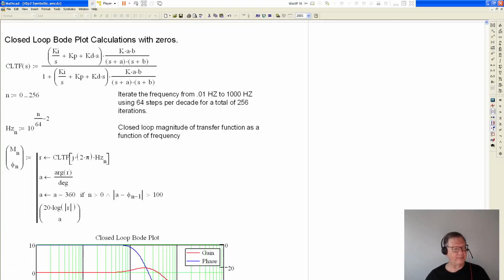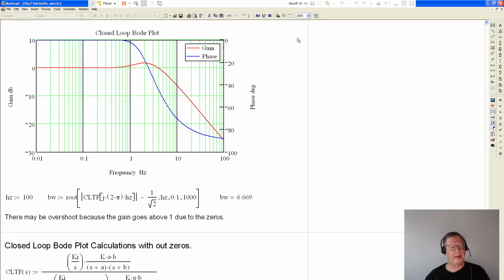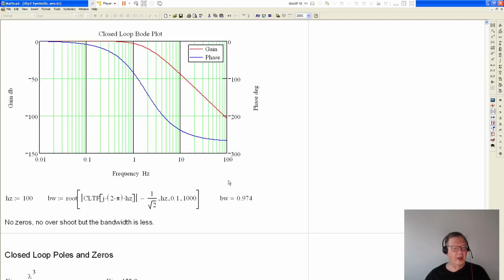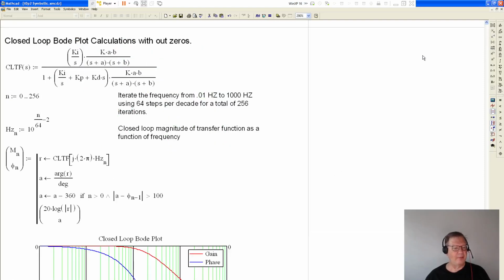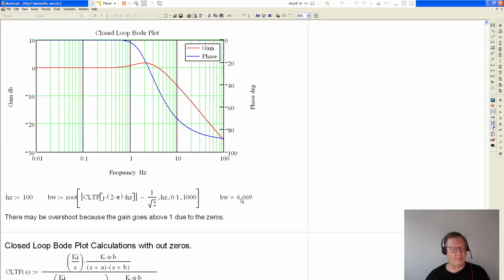Now let's do a Bode plot. And you can see that because we have zeros, the gain goes over 1. This is what's causing the overshoot with the zeros. And then if we come down here, there's no overshoot, but the difference is that the bandwidth now is 0.97, and up here it is much higher at 0.66. So what happens is when you have zeros, it extends your bandwidth, but you have to be careful with zeros because they can cause overshoot. They won't always cause overshoot, but they can cause overshoot. And I'll talk about that in just a moment.